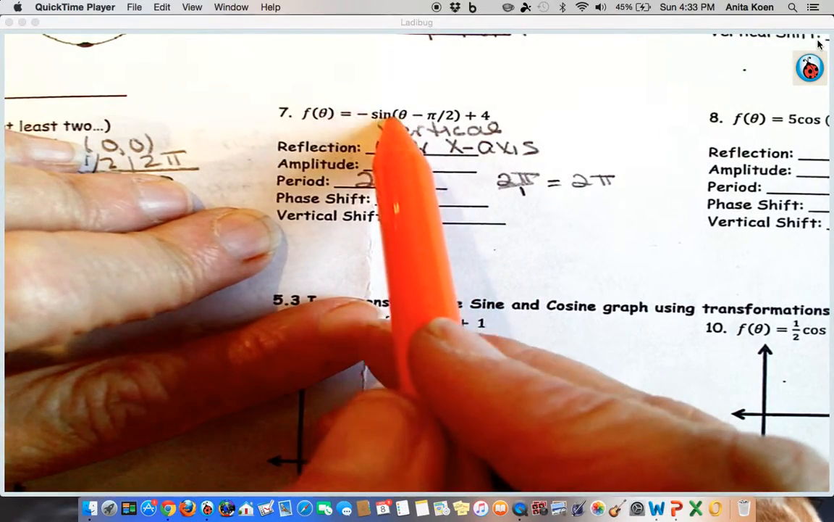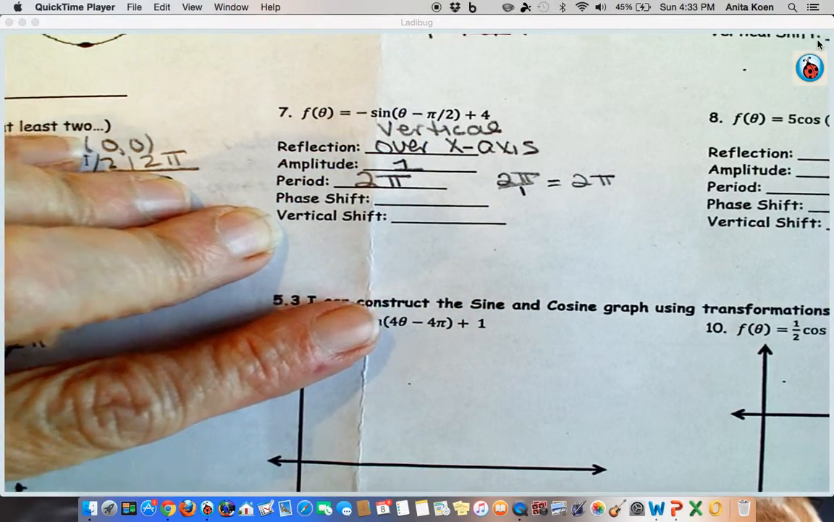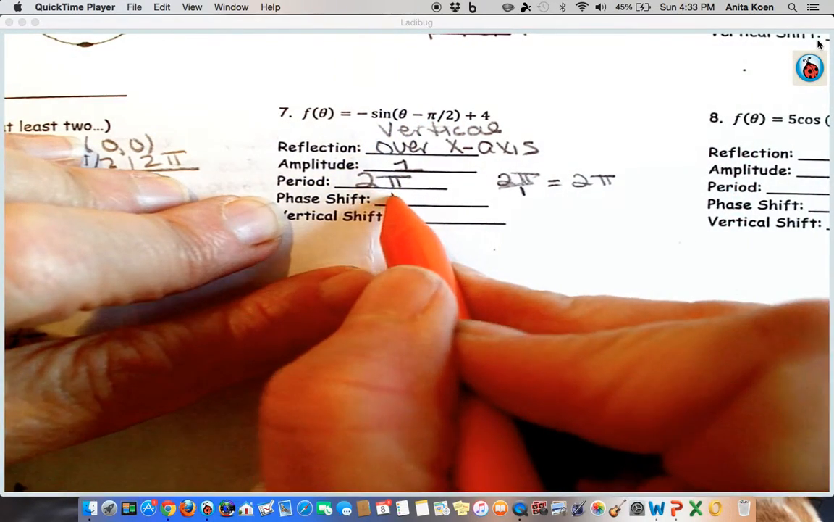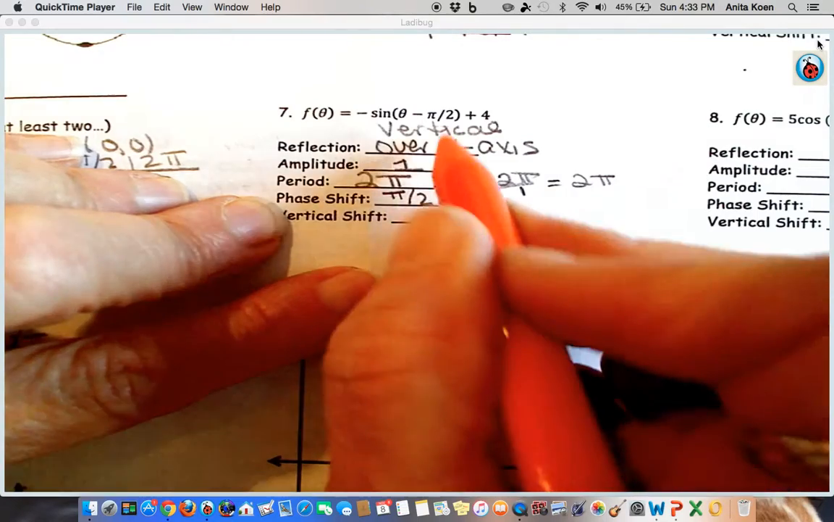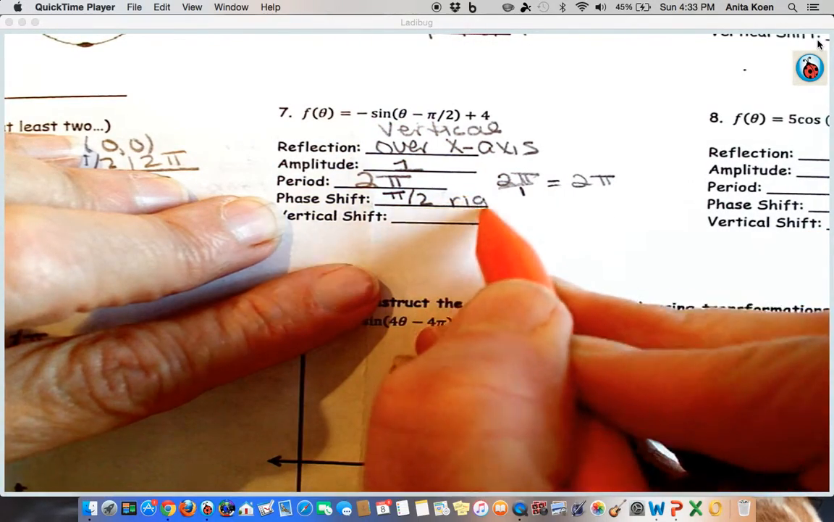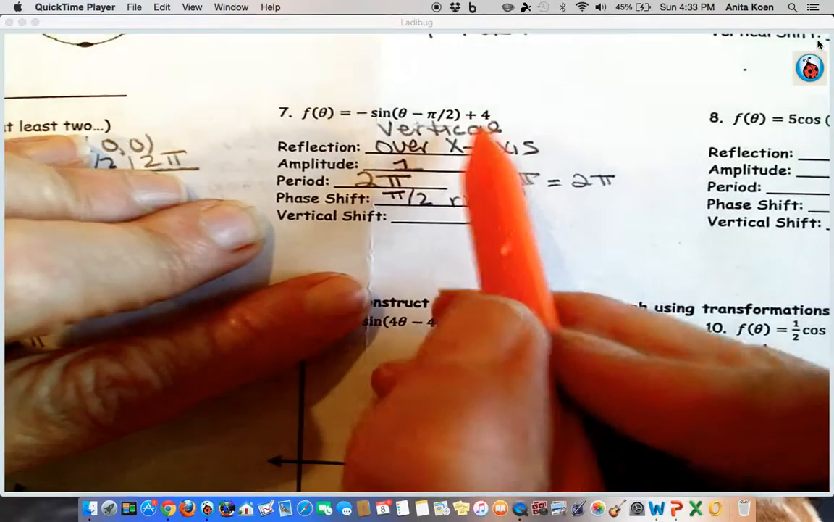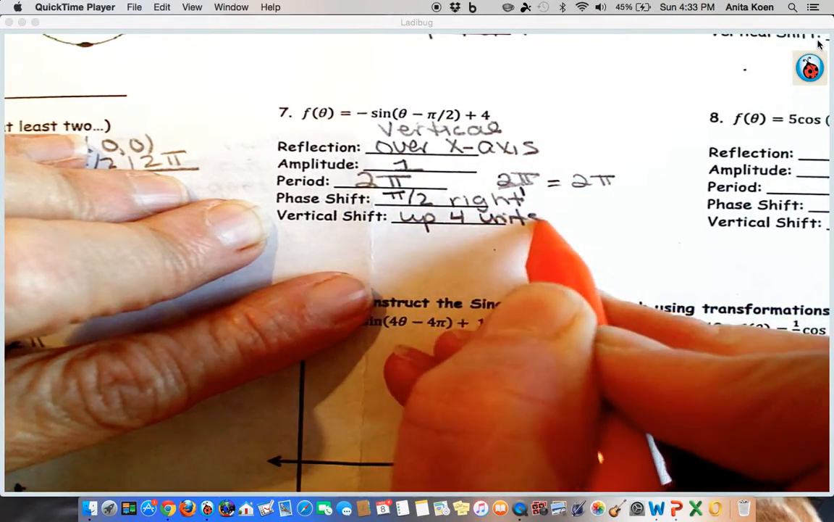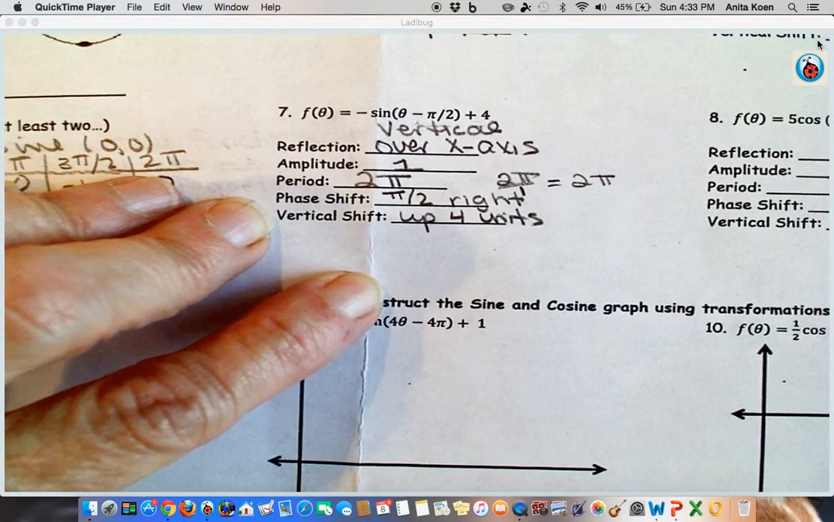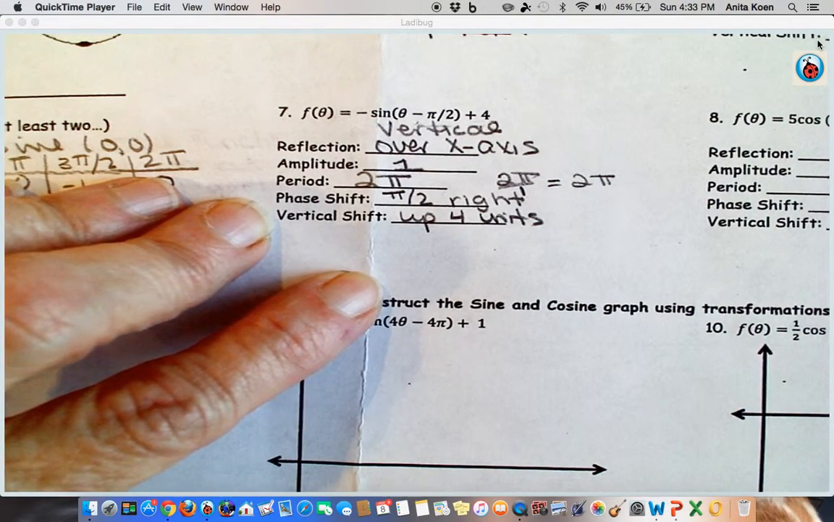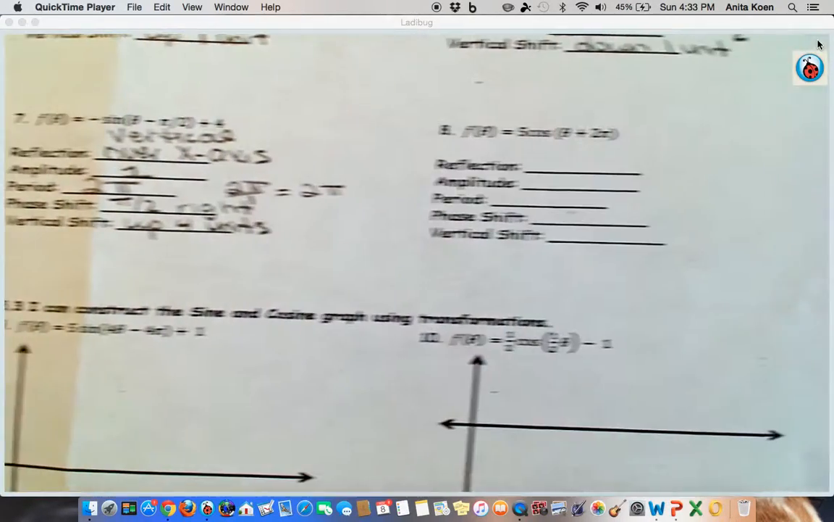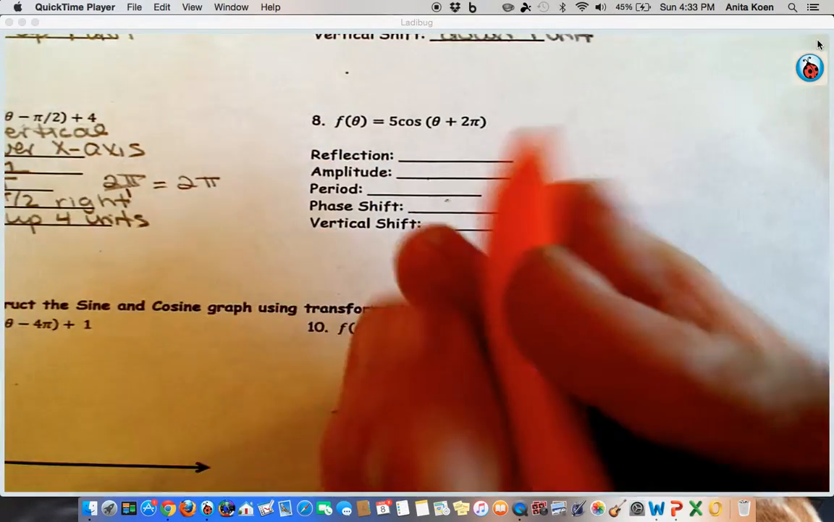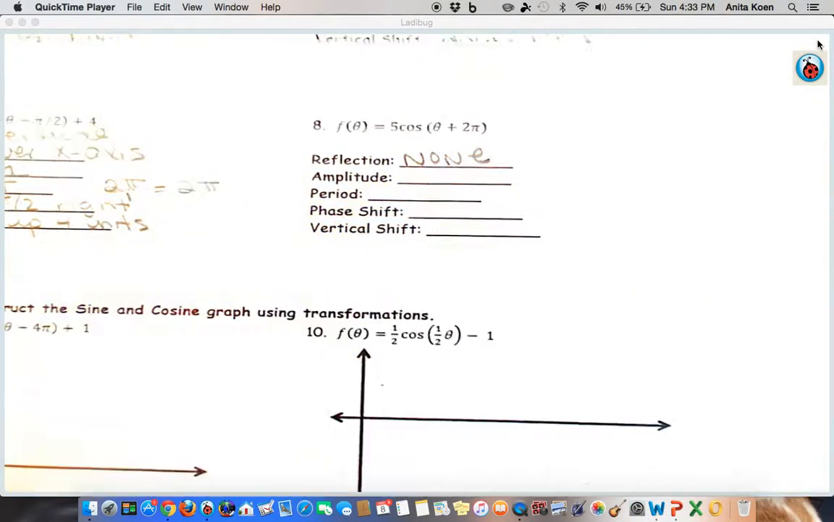We didn't have to factor anything out because there was no number in front of that theta. So whatever this is added on the inside, that's your phase shift. So that's pi over 2, and this one is going to the right. Vertical shift is up 4. Okay. Now I'm going to go to number 8. Number 8. There's no negative in front of the 5, so that's no reflection.